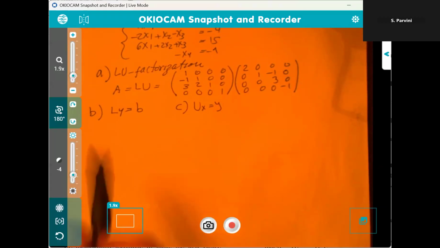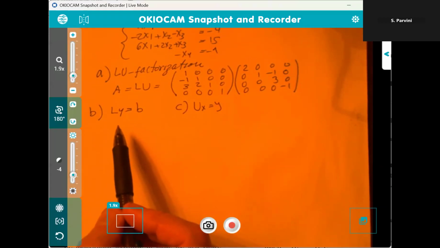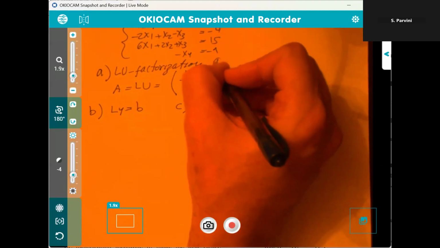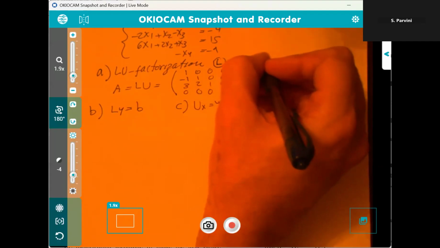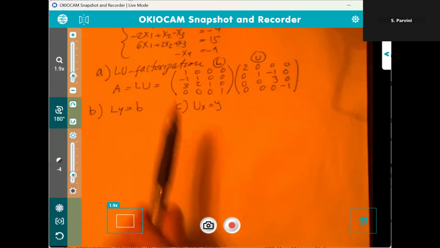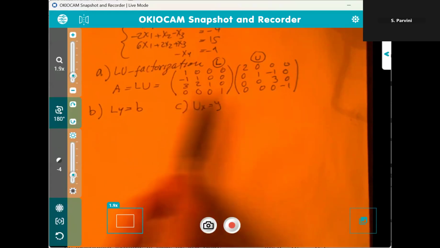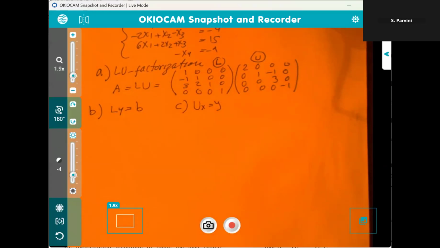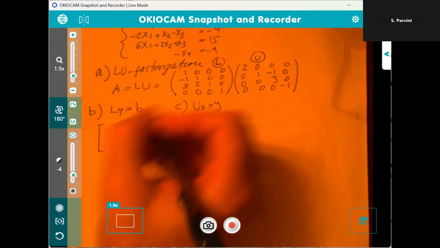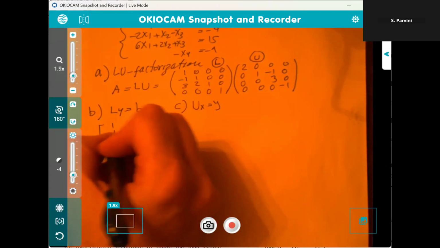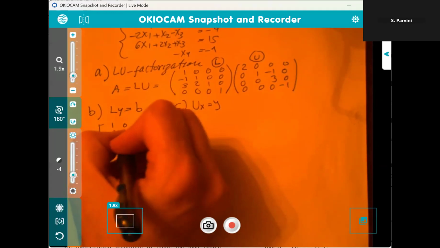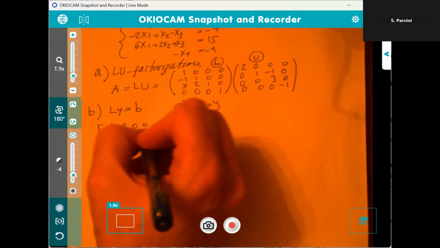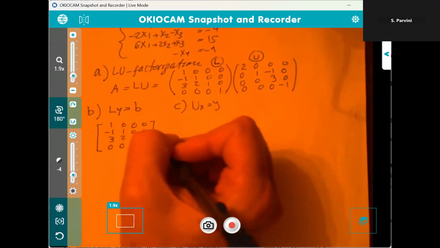Okay, first we need to solve Ly equals B. So what does that look like? Remember, L is this matrix, and this is L and this is U. You have a lower, and this one is upper. So Ly, that means I'm doing 1, negative 1, 3, 0, 0, 1, 2, 0, 0, 0, 1, 0, 0, 0, 0, 1. That's L.